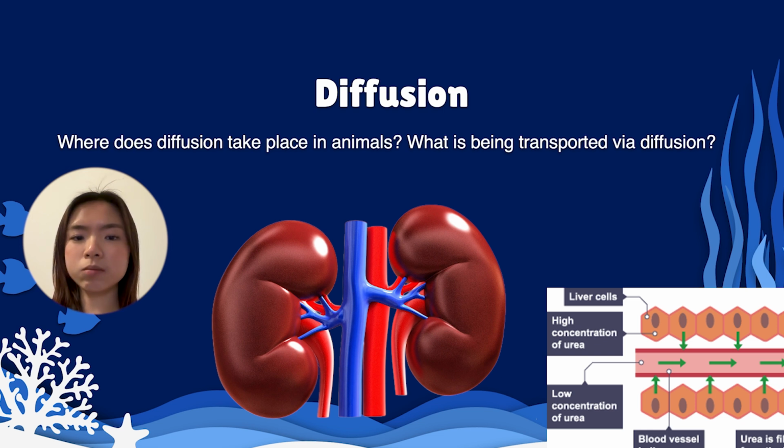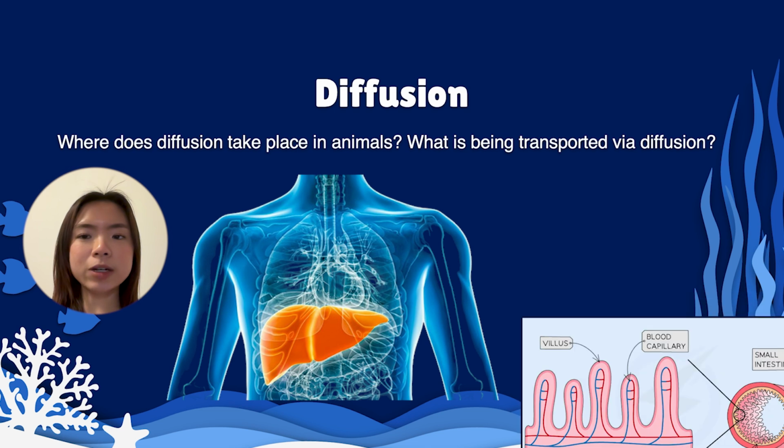Another place that diffusion occurs is in the small intestines. So in our small intestines, we absorb sugars, proteins, and fats, and this absorption occurs through diffusion. So this is from the food that we take in, we break it down, we absorb these nutrients, and it goes into our blood vessels where it's transported to the liver, and these nutrients are used throughout our body.